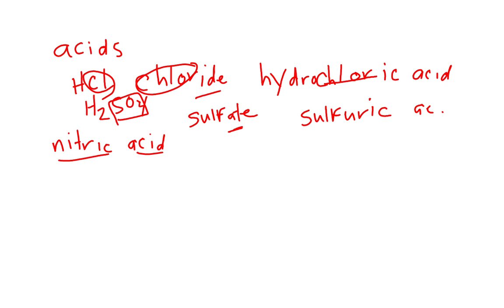And this last one says nitric acid. So nitric, we have to work backwards here. This "ic" came from an "ate," so it means it was nitrate. And nitrate means it's on the pink sheet. And nitrate is NO3 with a 1 minus.